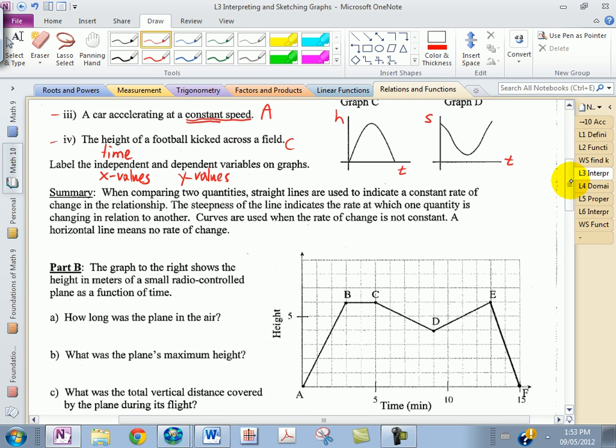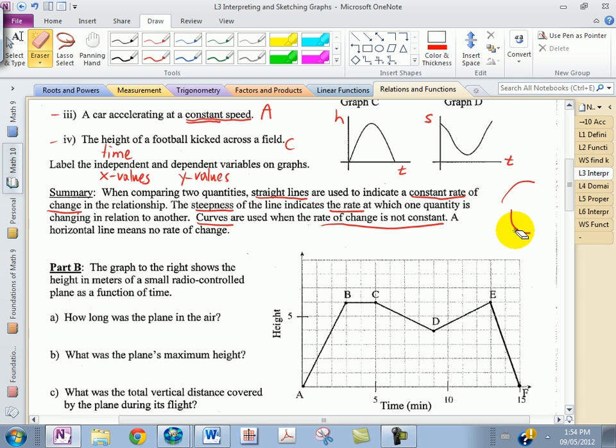Good. Summary. When comparing two quantities, straight lines are used to indicate constant rate of change. Okay. The steepness of the line indicates the rate at which one quantity is changing. So steepness or the slope is indicating the rate. Curves are used when the rate of change is not constant. So if your speed's increasing or decreasing, you would see a curve. Okay, here your speed is decreasing, here your speed is increasing.